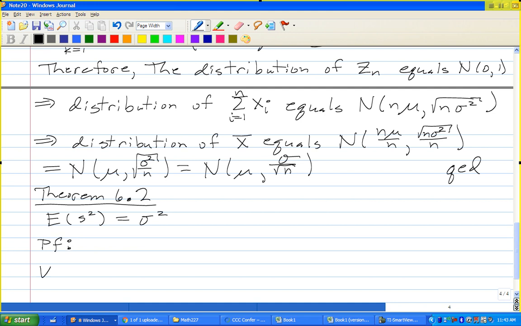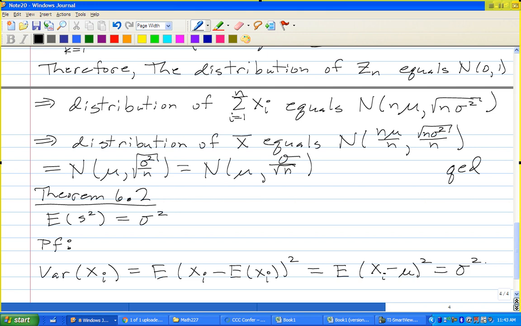So first, the variance of xi is just the expected value of x minus mu squared, and so this is just the expected value of x minus mu squared, which is sigma squared.